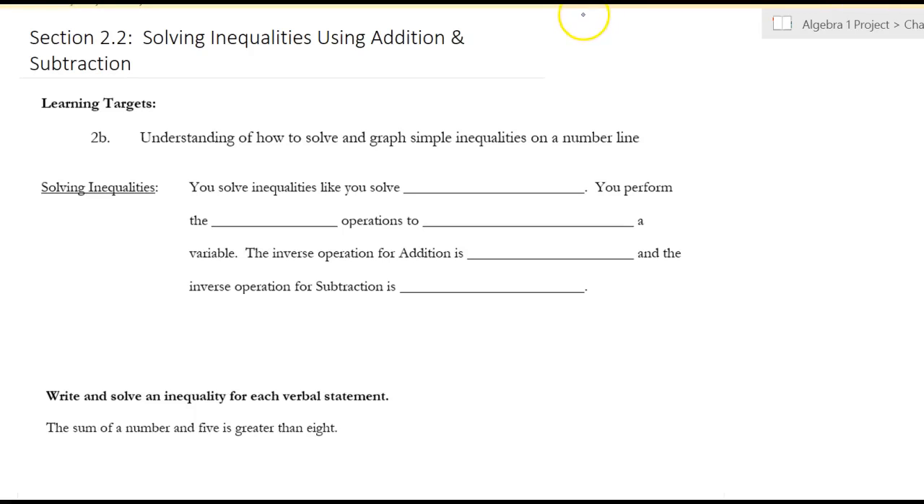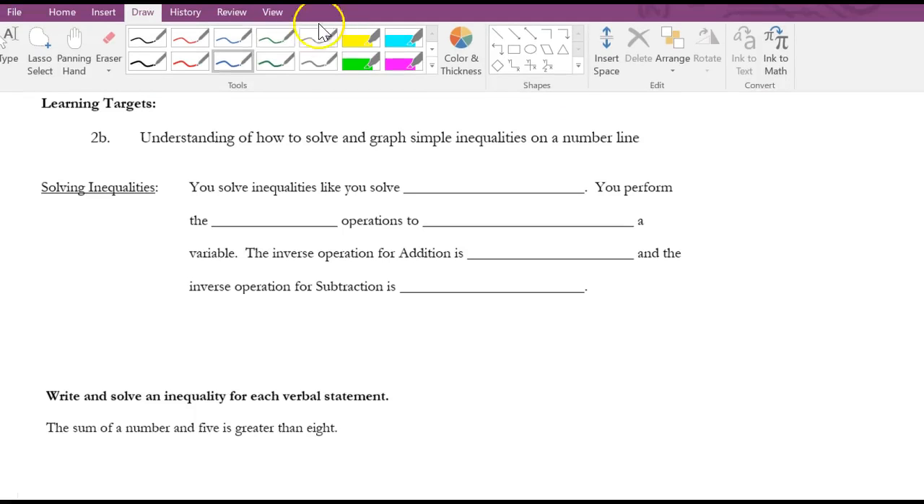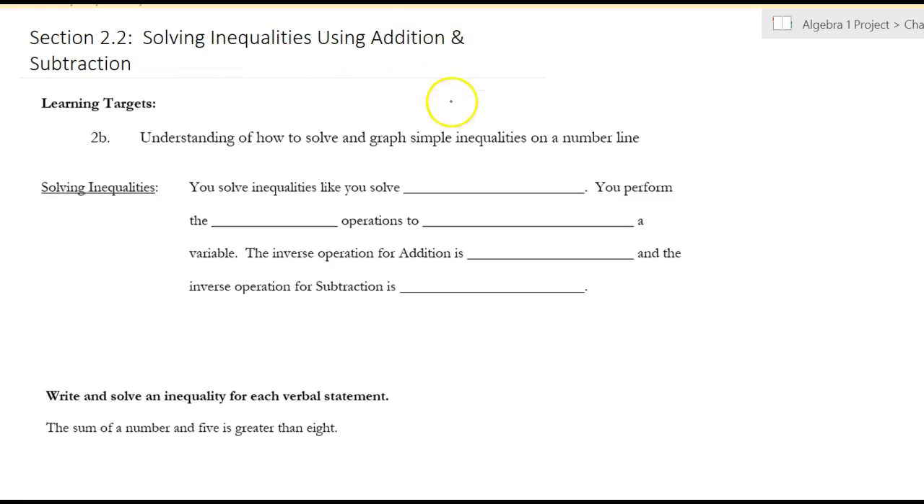Okay, so what we're working with today is solving inequalities. You solve inequalities like you solve equations, and you're going to perform the inverse operations to isolate a variable, just like we do with equations.